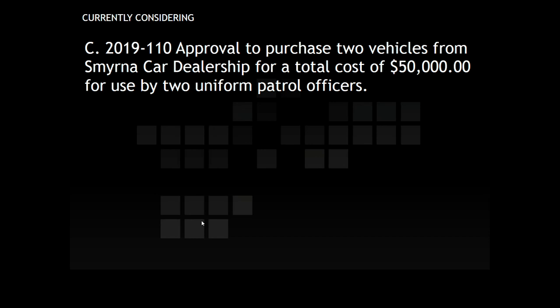Okay, will the police chief come up and make a presentation? Good evening, Mayor and Council. As the city administrator stated, we hired 2 new uniformed officers, and these officers need new vehicles so they can perform their duties. The price is a little bit higher on this purchase because we're getting newer models. The total cost is $50,000, $25,000 each for the new cars. I'll be happy to answer any questions you have.